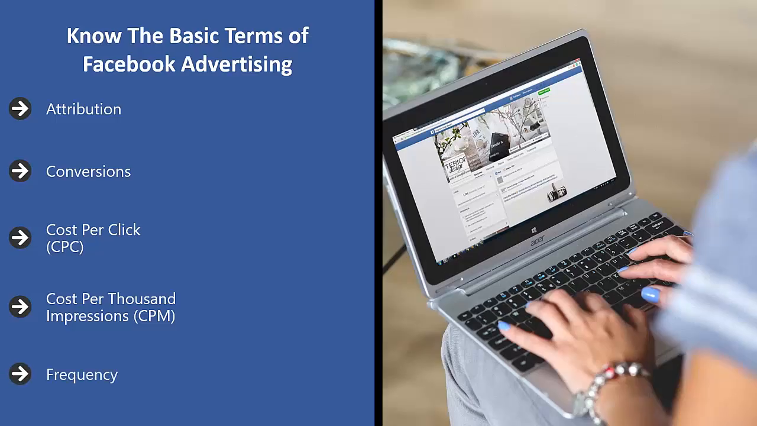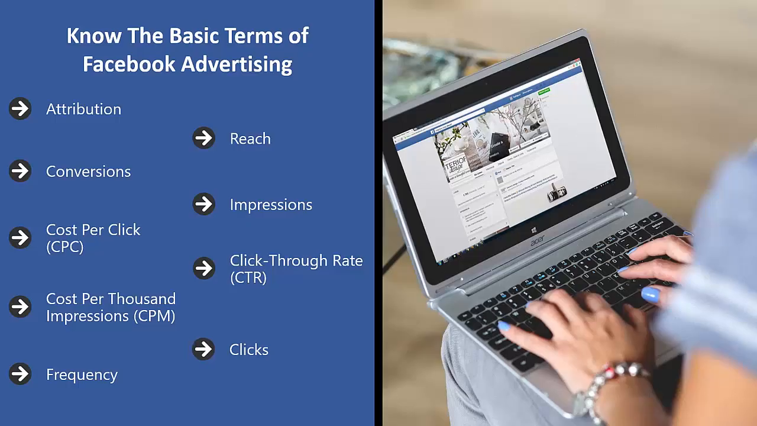Frequency. How many times an ad showed up in front of eyeballs. Reach. Unlike frequency, this metric refers to how many different individuals your ad was broadcast to. Impressions. This refers to how many times your advertising appeared on users' screens for the first time. Click-through rate, CTR. The number of clicks that your ad got divided by how many times the ad was shown.